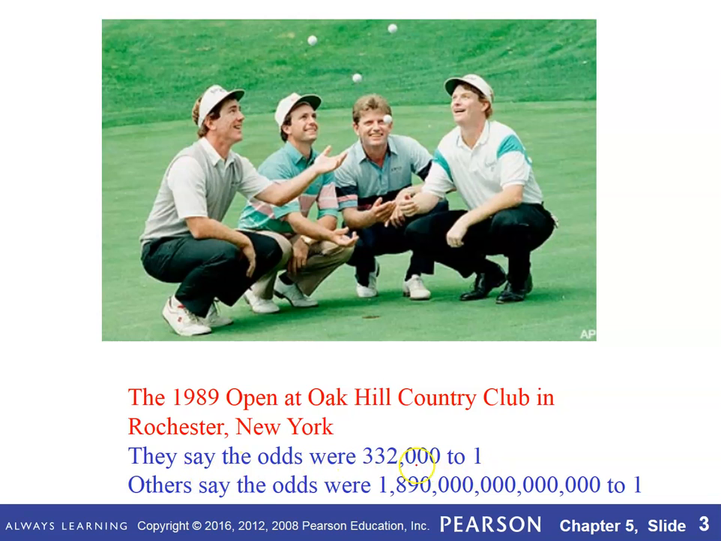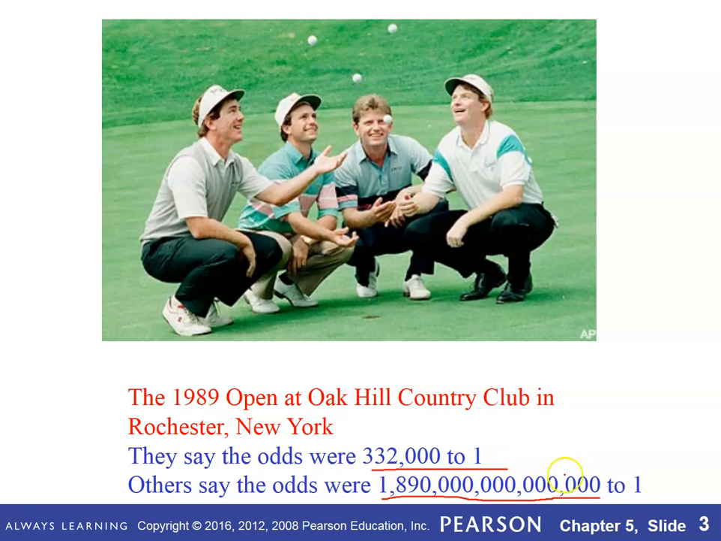One article said that the odds for this happening were 332,000 to 1. But another article said the odds were this. So let's see, we have thousands, millions, billions, trillions. That's 1,890,000,000,000,000 to 1. So who's right?